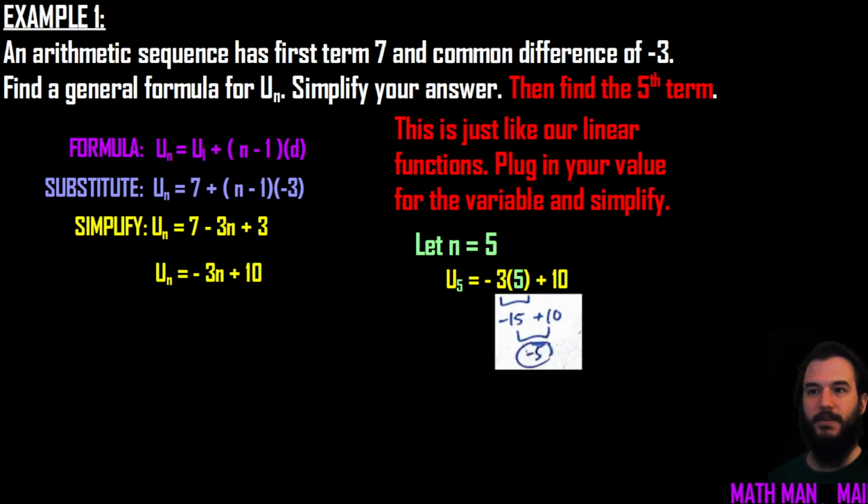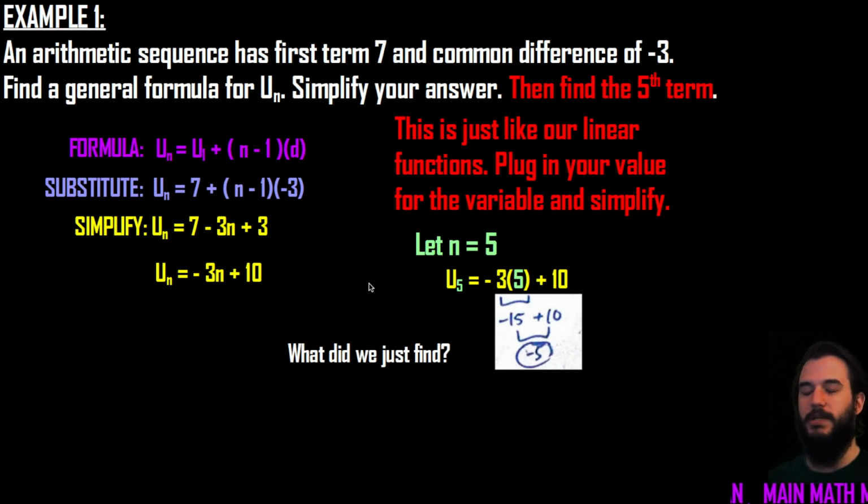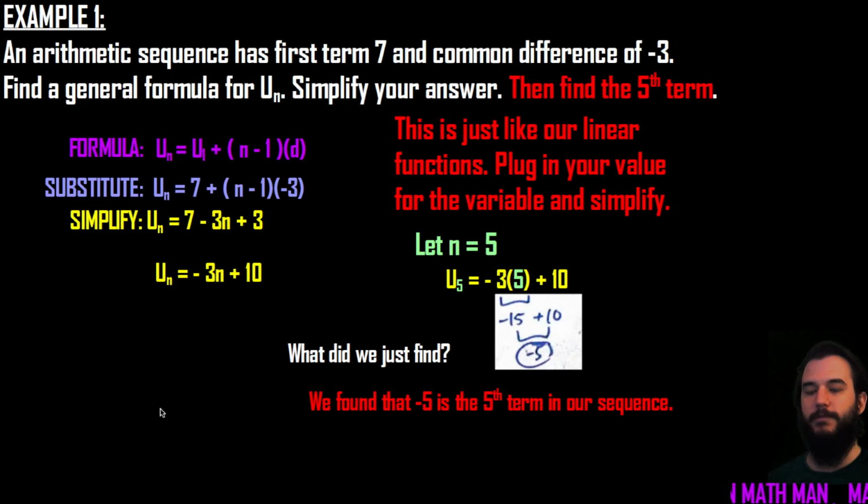I circled my answer, and I think I'm done, but really, what did I just find? I want to always make sure, as I'm getting towards the end of our problem, what did I find? Well, we found that -5 is the fifth term in our sequence. And so we're saying, okay, here's the general formula. We wanted the fifth term. We found that the fifth term is -5.